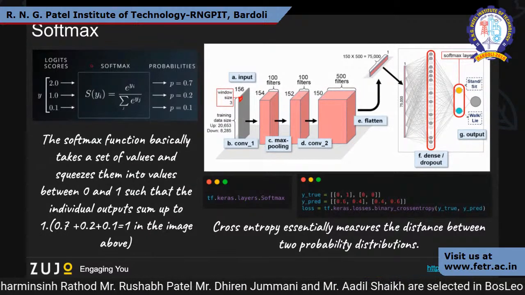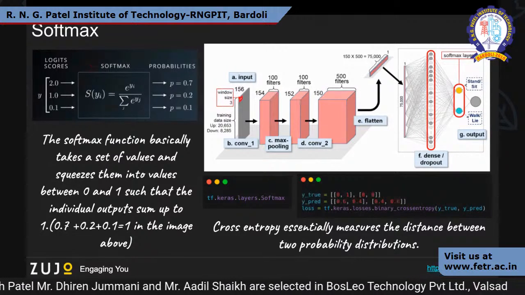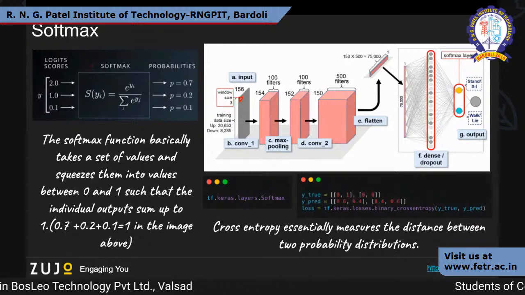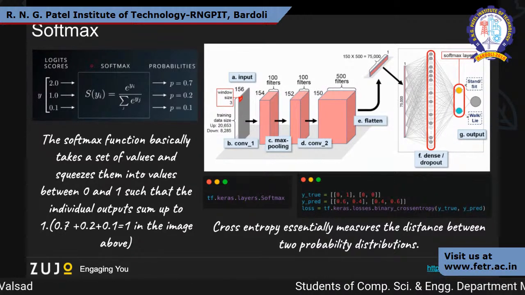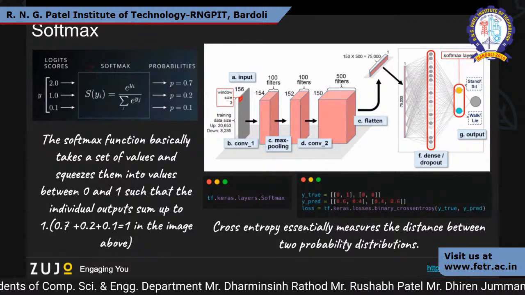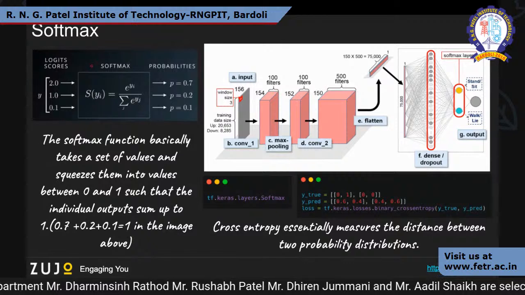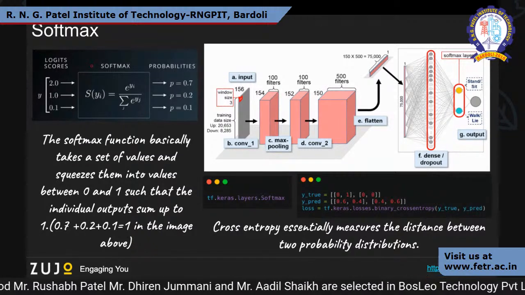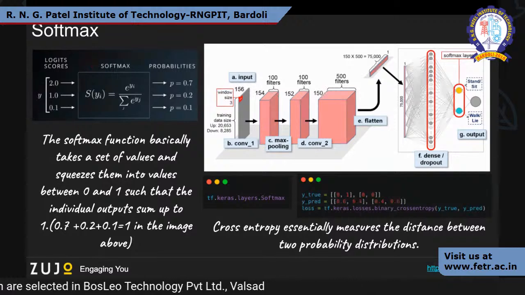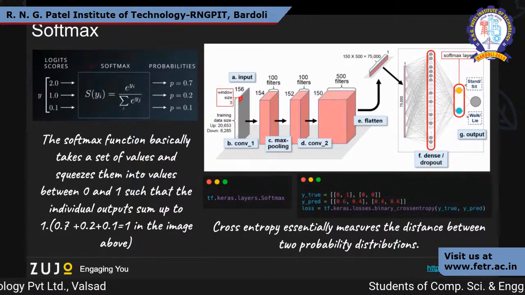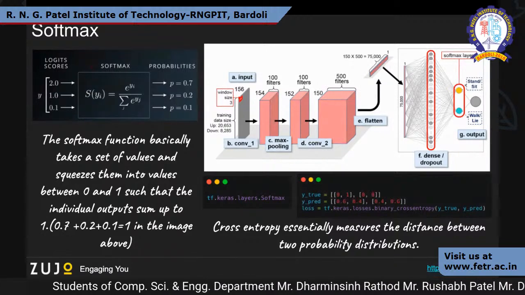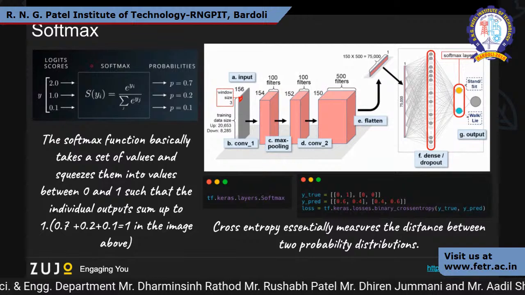As you can see in the first image, the logit scores, or y, are 2.0, 1.0, 0.1, and using softmax we are converting them into probabilities, such as 0.7, 0.2, and 0.1, right? Softmax basically takes a set of values and squeezes them into values between 0 and 1, such that the individual outputs sum up to 1, as we described over here. For example, in this case, 0.7 plus 0.2 plus 0.1 means 1. The total outcome is 1, so your probability would not be more than 1.